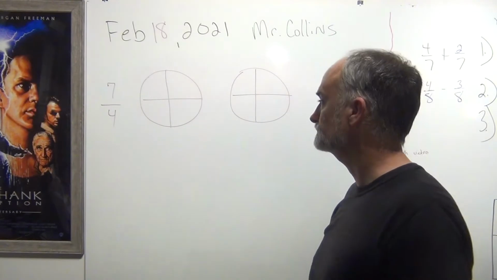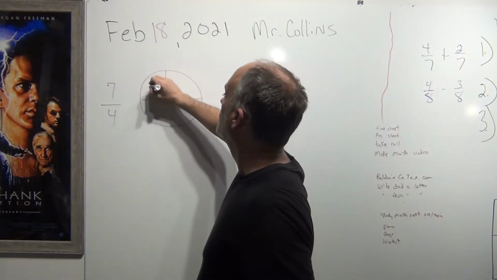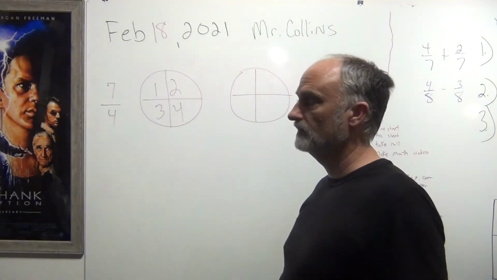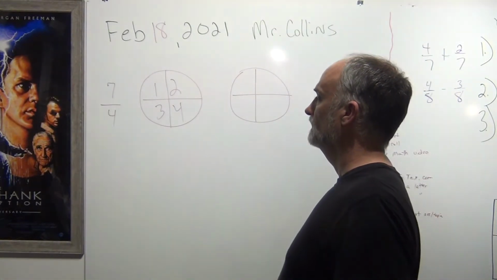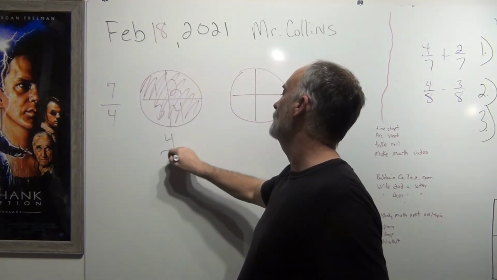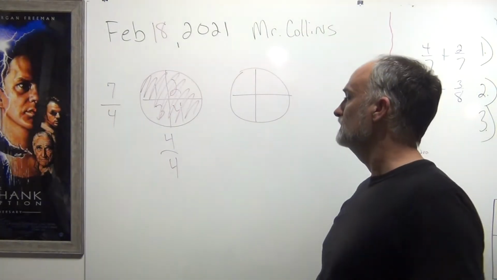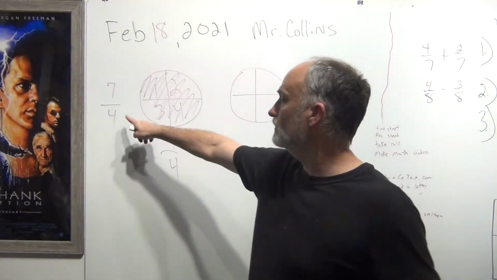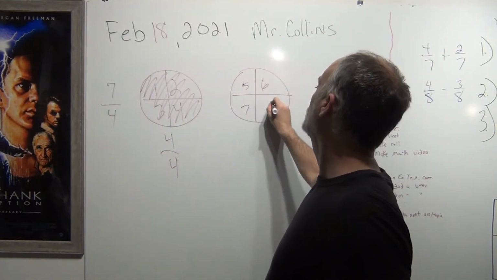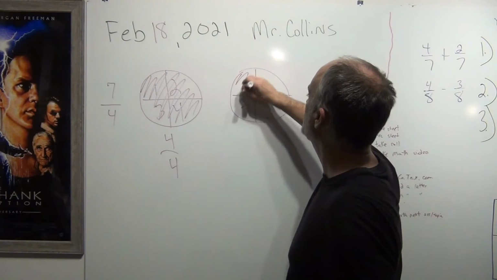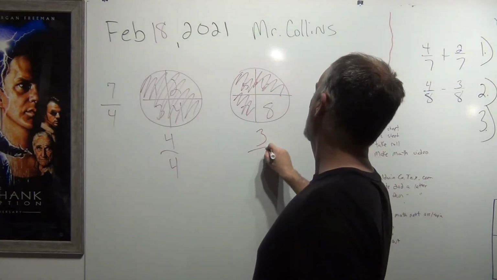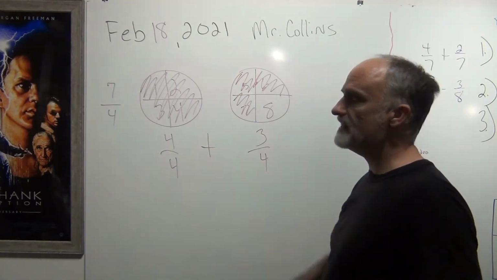Okay. Well, look. 1, 2, 3, 4. Okay, right? Well, we got to shade all this in. That's 4 over 4, right? So that's 4 of them. What do we have left over? 5, 6, and 7, right? So we've got to shade 3 of these. And that's 3/4, right? What happens when you add these?